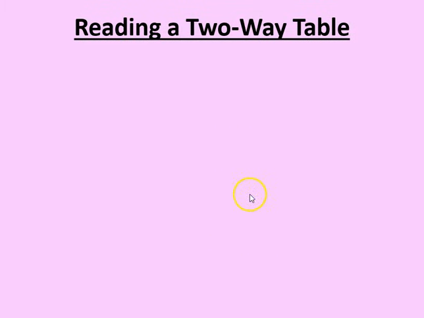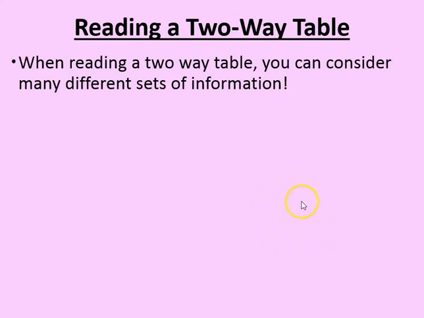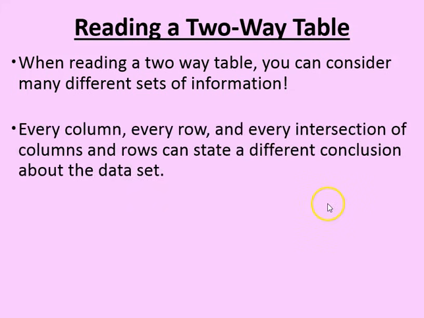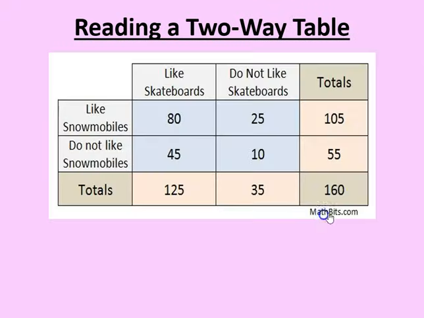Our first goal is to be able to read a two-way table. When reading a two-way table, you can consider many different sets of information. Every column, every row, and every intersection of columns and rows can state a different conclusion about this data set. So let's look at our chart that we looked at earlier. If you look at every row, it's going to tell you something different. This row is all about the people who like snowmobiles. This row is all about the people who do not like snowmobiles. This column is about the people who like skateboards, and this column is about the people who do not like skateboards.